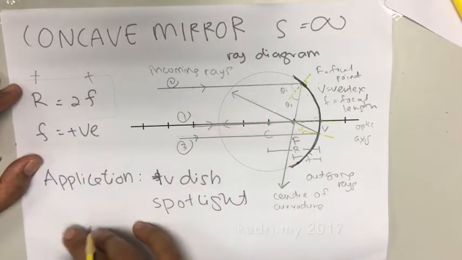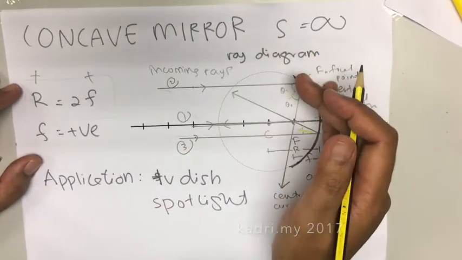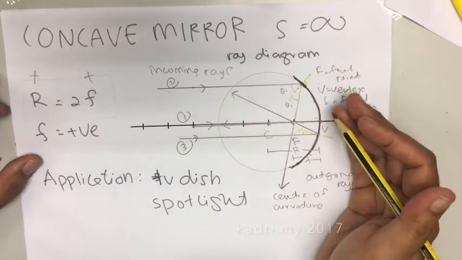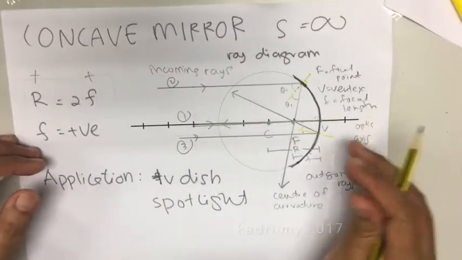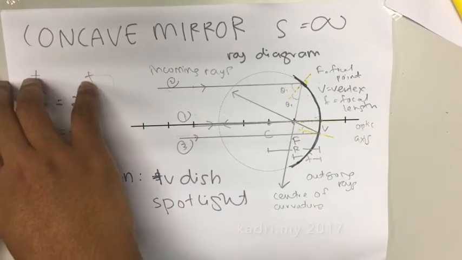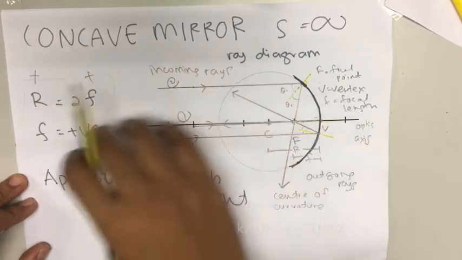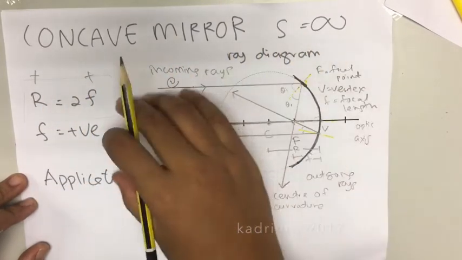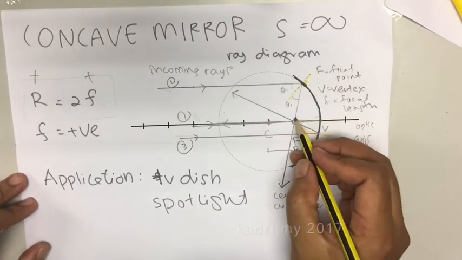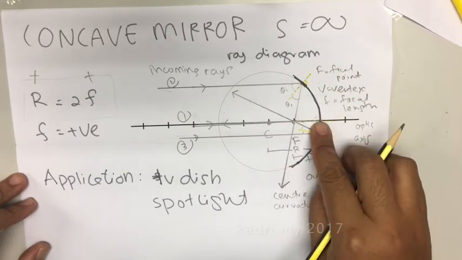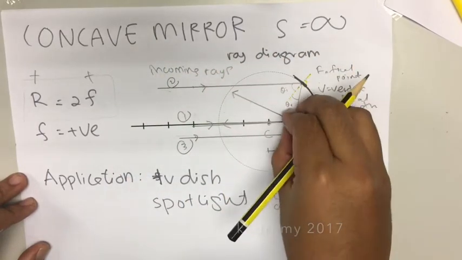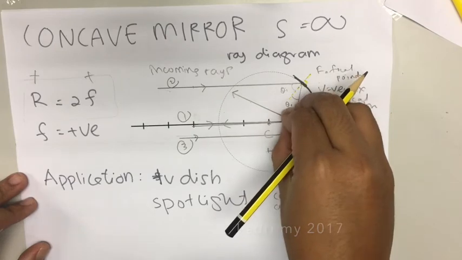What is the application of this concave mirror? For example, a TV dish, like Astro or any satellite TV. The satellite emits a radio wave, and this radio wave is parallel at far distance and will be focused at one point. So for our TV dish, we have a receiver very close to get this radio wave intensified and collected by this receiver.